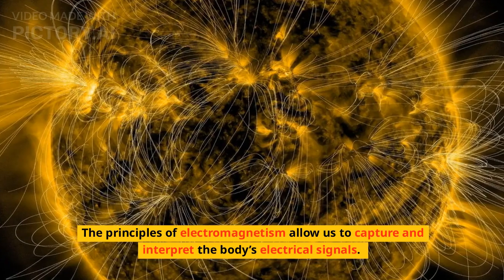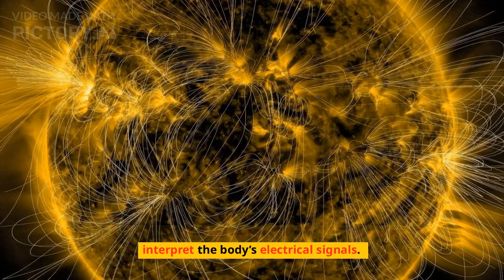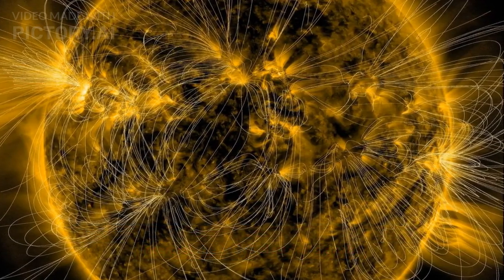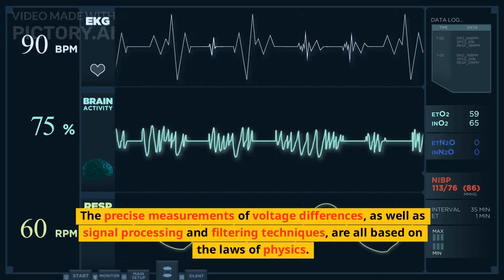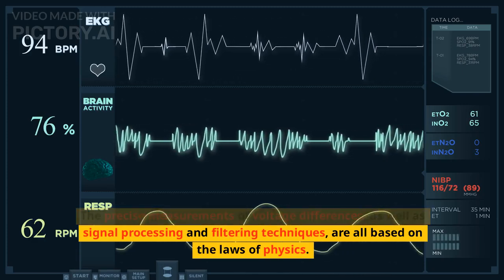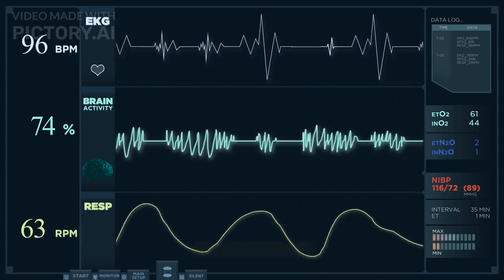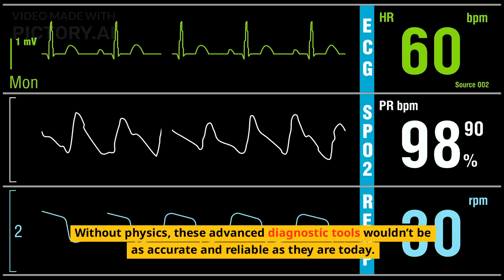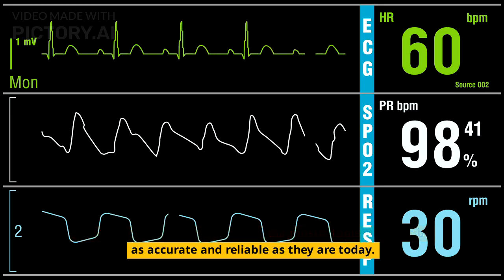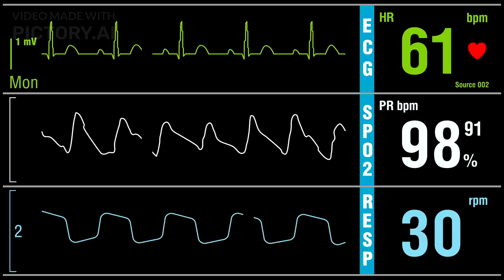Behind each of these technologies lies the power of physics. The principles of electromagnetism allow us to capture and interpret the body's electrical signals. The precise measurements of voltage differences, as well as signal processing and filtering techniques, are all based on the laws of physics. Without physics, these advanced diagnostic tools wouldn't be as accurate and reliable as they are today.